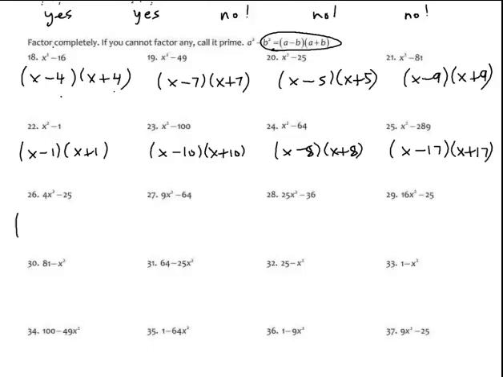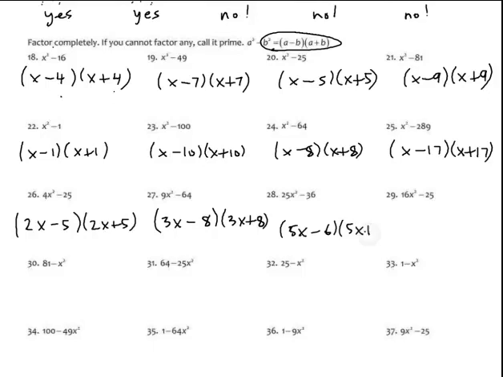4x squared. To do that, we'll do a 2x front and front. 2x front and front. Minus 5 plus 5. 9x squared. 3x front and front. Minus 8, 3x plus 8. 25x squared. 5x minus 6, 5x plus 6. 16x squared. 4x minus 5, 4x plus 5.